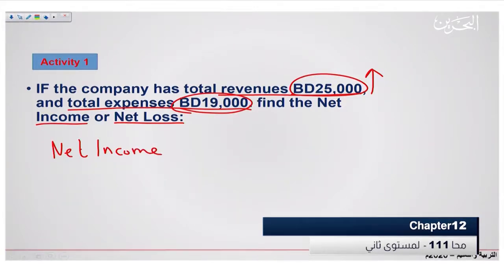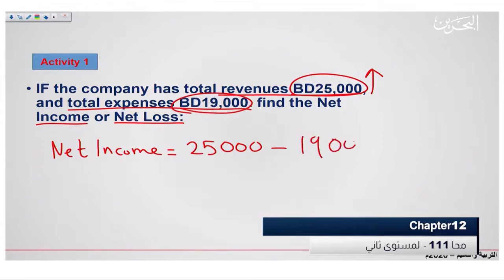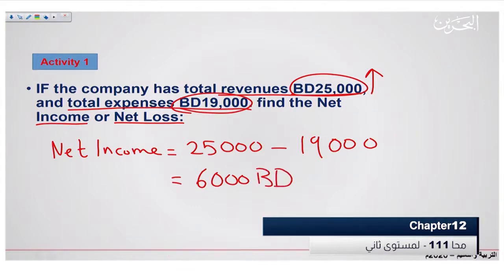Now I have to calculate the amount of net income the company is making. So I will write down 20,000 BD, which is the total amount of revenue, minus the total amount of expenses, which is 19,000 BD. It will equal 1,000 BD. So the company is making profit equals to 1,000 BD.